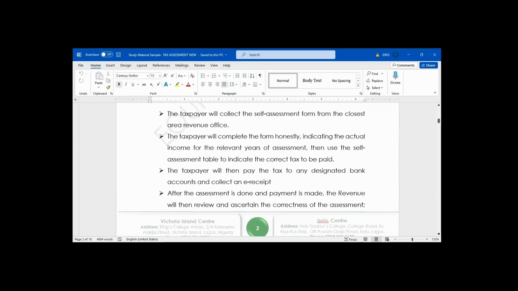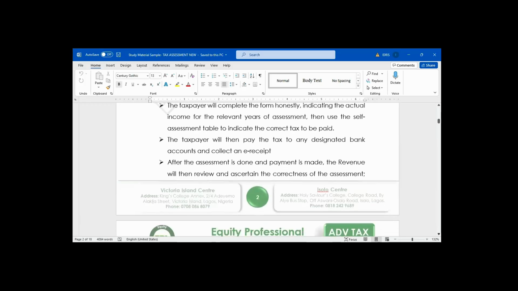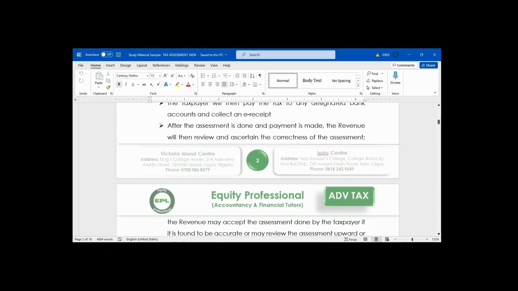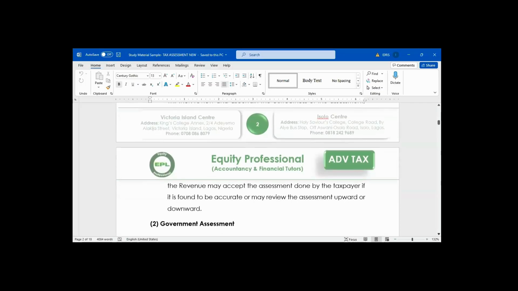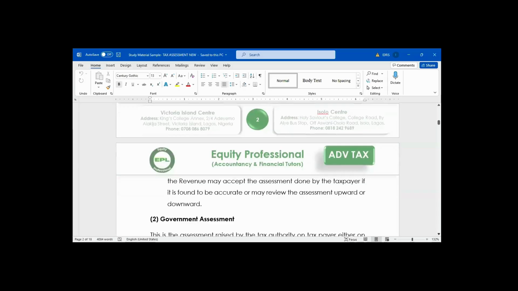After the assessment is done and payment is made, the tax authority will now come and review the return filed by self-assessment. If the tax authority wants to review the return filed by self-assessment, that means they want to do a tax audit on the company.